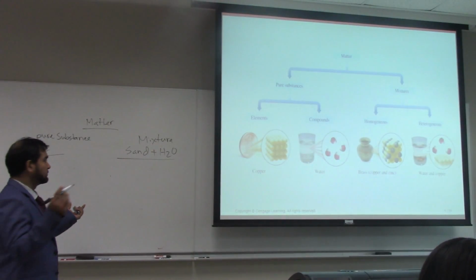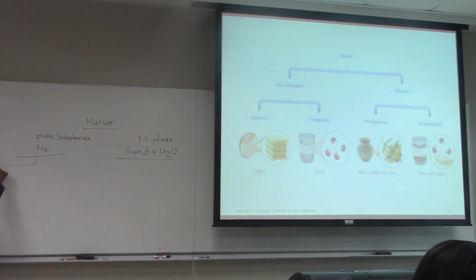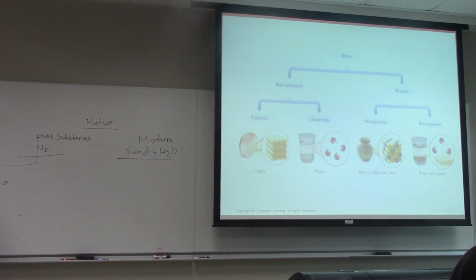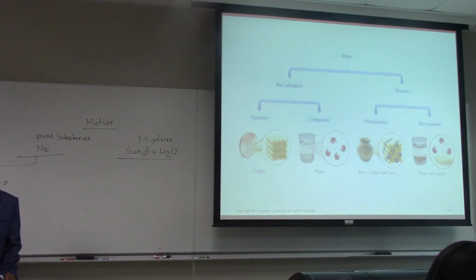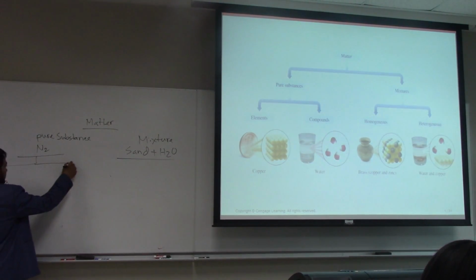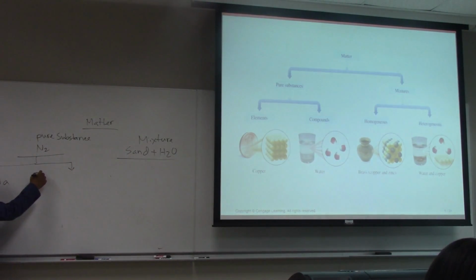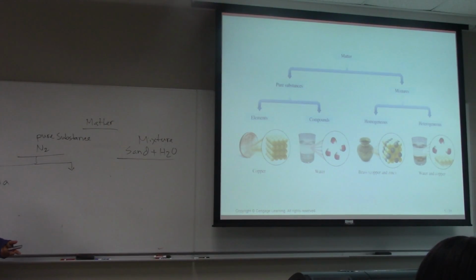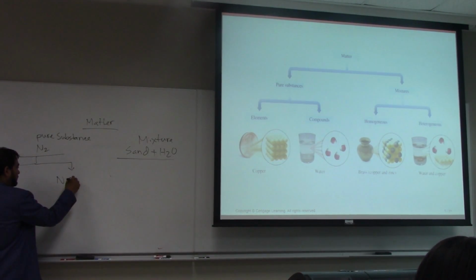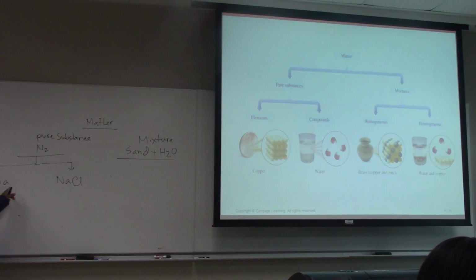For instance, this is a sodium atom. Sodium element is made of a single building block of sodium. And if sodium and chlorine combine together, which we call table salt, that's called sodium chloride. So this is the element, this is the compound. Elements combined chemically form a compound.